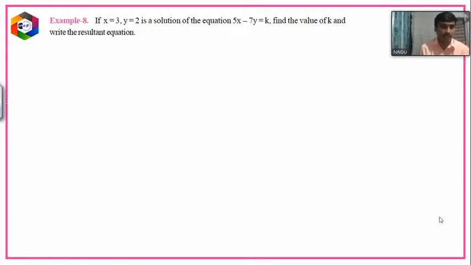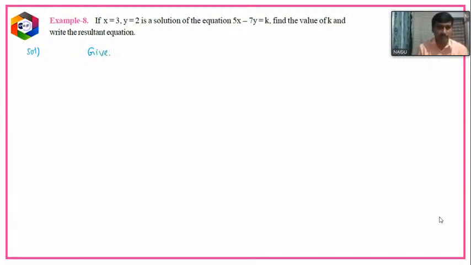I'm going to read the question once. Children, observe carefully. If x equal to 3 and y equal to 2 is a solution of the equation 5x minus 7y equals k, find the value of k and write the resultant equation. So first it is asked to find the value of k, and it is also asked to write the equation also. So what is the given equation actually?